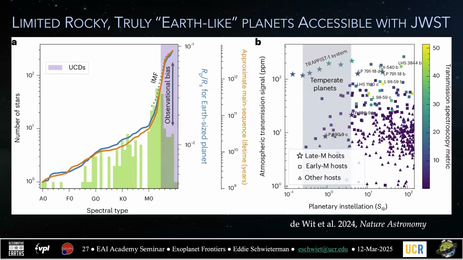So what this plot is showing is known exoplanets as a function of insolation and atmospheric transmission signal. And then the gray bar shows the set of insolations, or the amount of energy that the planet is receiving, that's consistent with habitability. That is, the oceans could exist. They wouldn't be so hot that they would be boiled away, and it wouldn't necessarily be so cold that they would freeze. And there's one system that's clearly preferable, and that is the TRAPPIST-1 system.